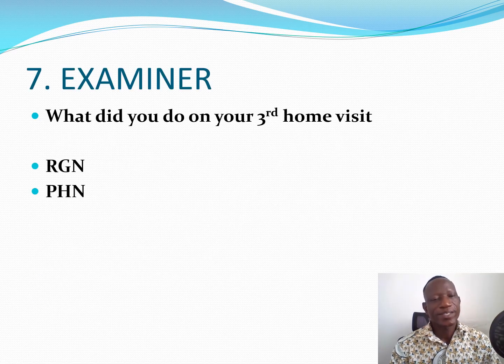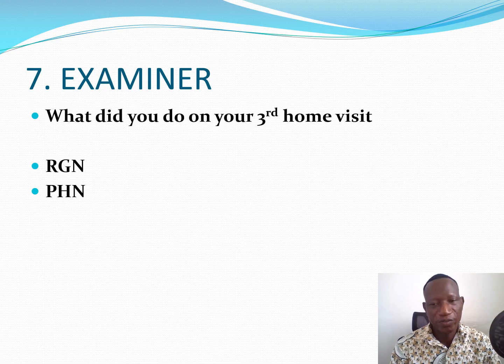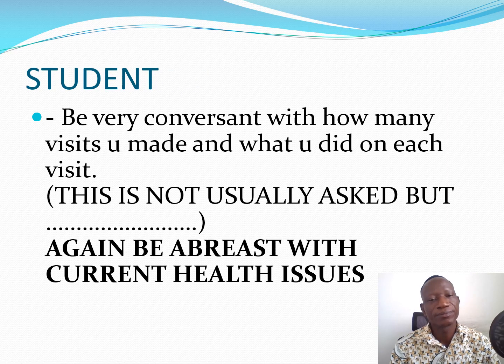And the examiner will ask, what did you do on your third home visit? For RGN, that is the last visit. But for public health nursing, you have about 8 home visits to do. So what did you do? What problems did you encounter? And how did you solve it? It is in the book and you refer to it. So be able to familiarize yourself with it. Be cognizant of how many visits you made and what you did on each visit.